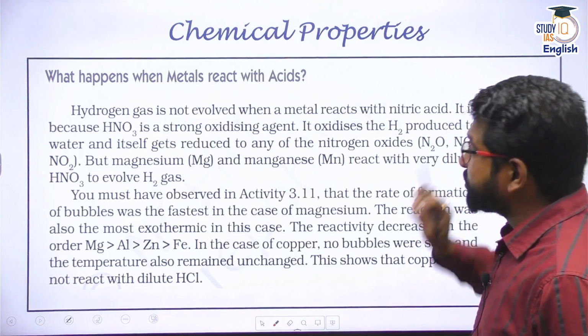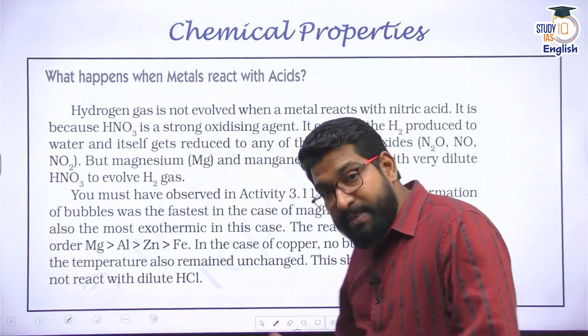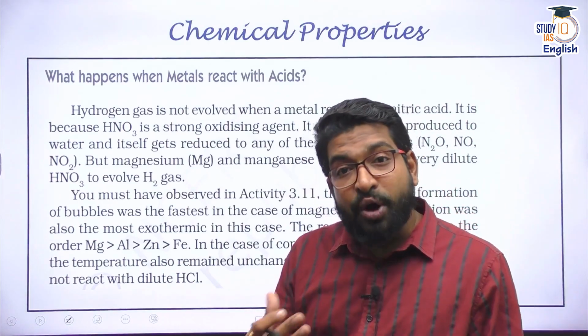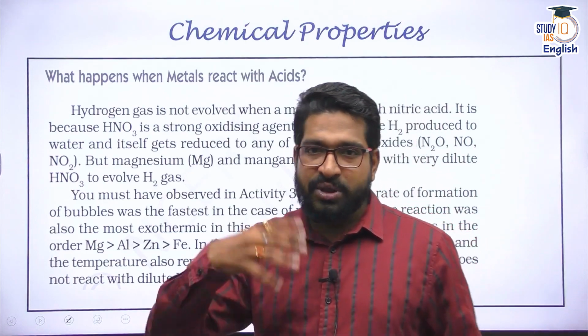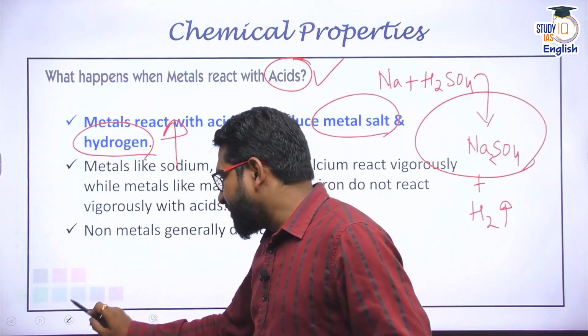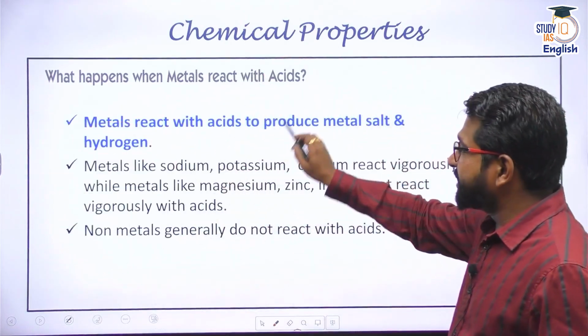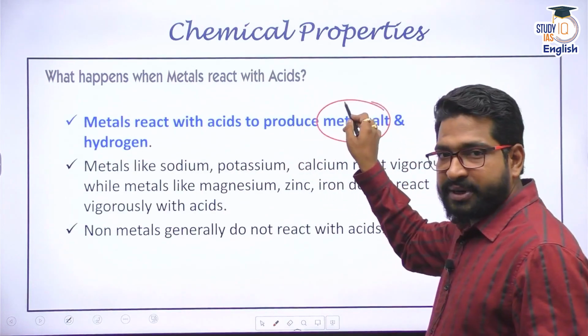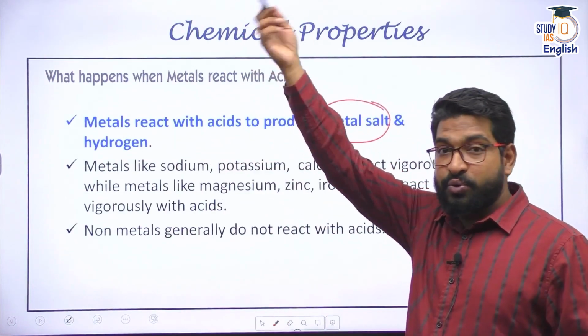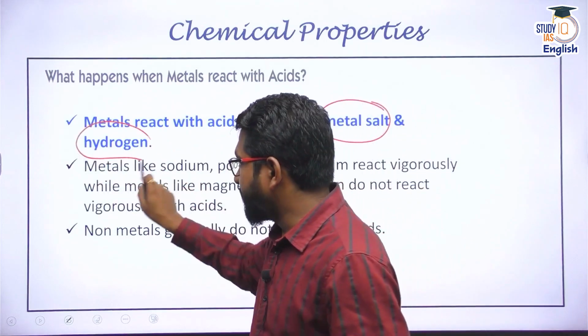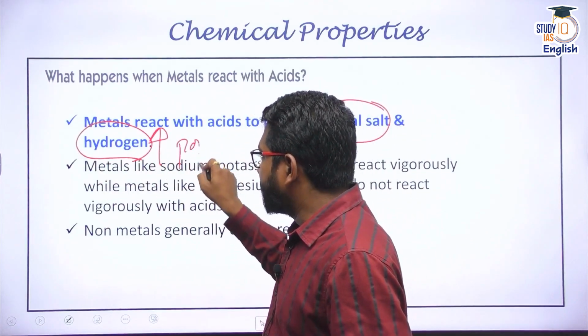Now, we have also seen that with some acids, hydrogen gas may not be released. Please remember this. So the general reaction is, when metal reacts with acid, they produce a metal salt, one particular salt, plus hydrogen gas is released. How to sense that hydrogen gas? Simply burn this hydrogen gas, a pop sound will come when you burn it.